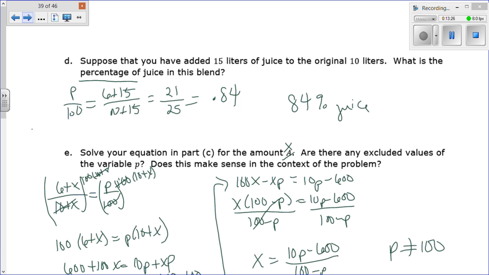What's next? Suppose that you have added 15 liters of juice to the original 10 liters. What is the percentage of juice in this blend? So P/100 is equal to (6 + 15)/(10 + 15). I just used our formula. And I got 21/25, which, when I divide it out, is 0.84, so it's 84% juice.